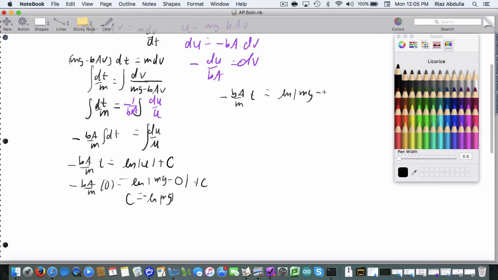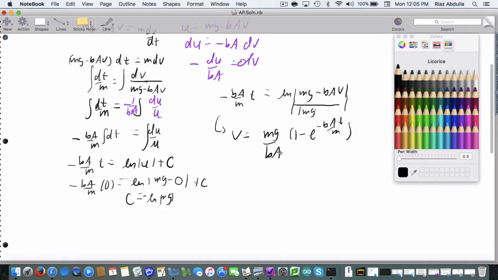So we get mg minus BAV, and then we divide over mg. We take e of both sides. And so when we isolate v, by the way, what we're going to end up getting is v is... Sorry, I don't have this right. V is mg over BA, it's the terminal speed, times 1 minus e to the negative BAt over m.